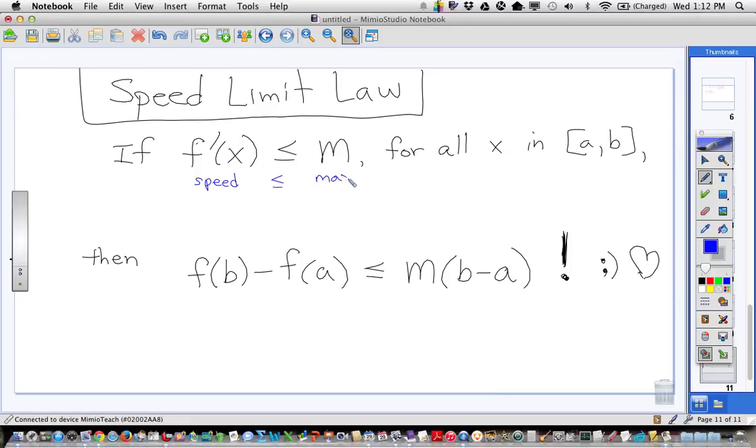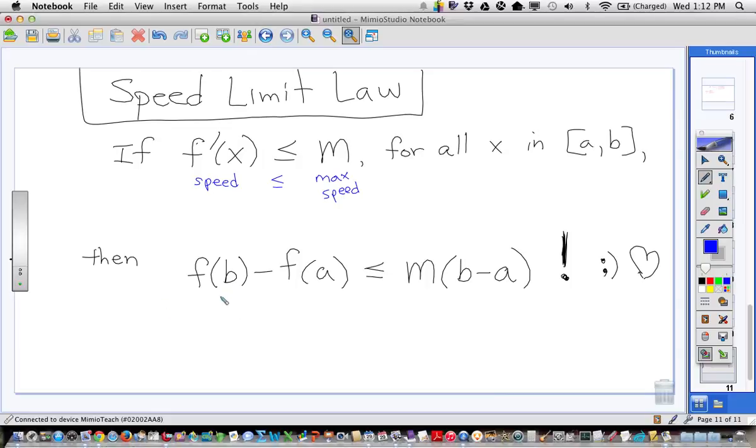So let's call this our max speed. Speed limit, right? This is the most we could go, the fastest we can go. That's what m is going to be. So our speed has got to be less than or equal to our max speed. Now, all this over here just means for all x in AB, x is like time period, and A is the beginning and B is the end. So for all of the time from the beginning to the end, we're going to stay below 20 miles per hour. So that's what that means.